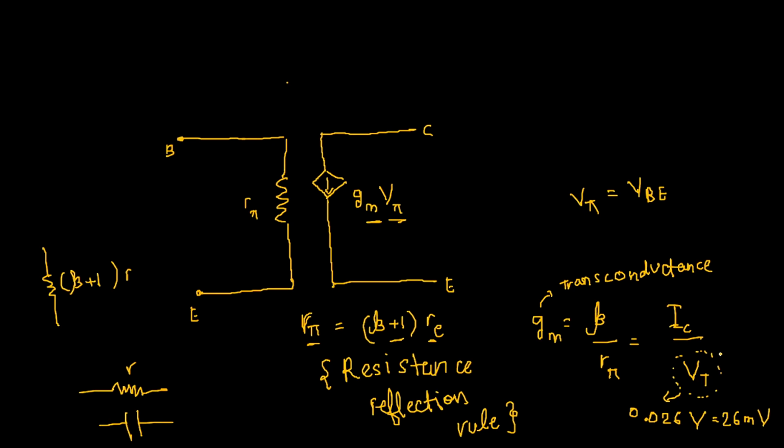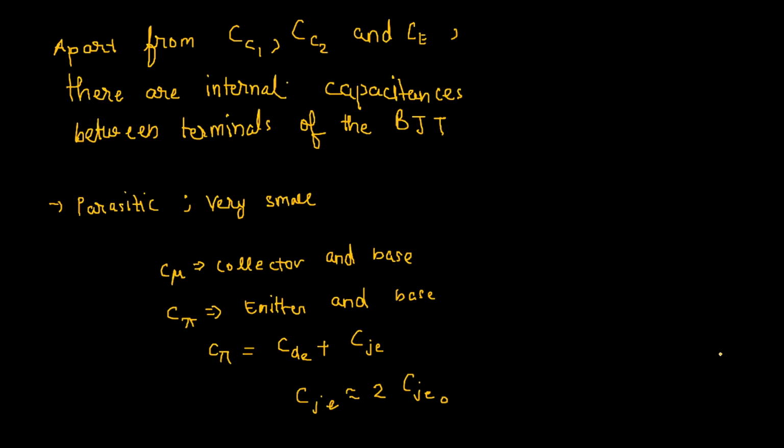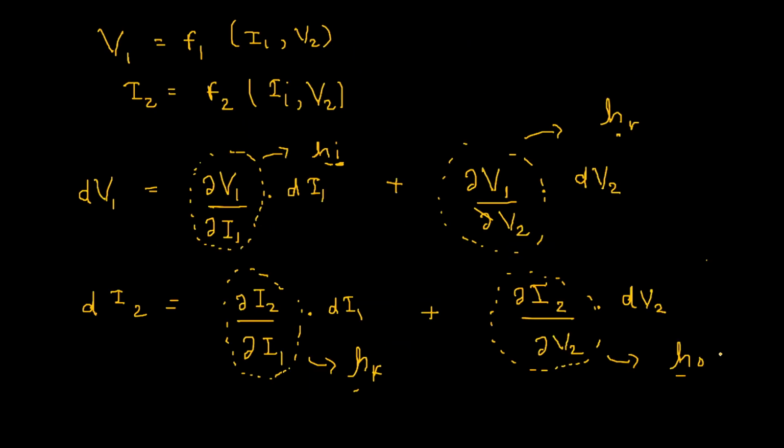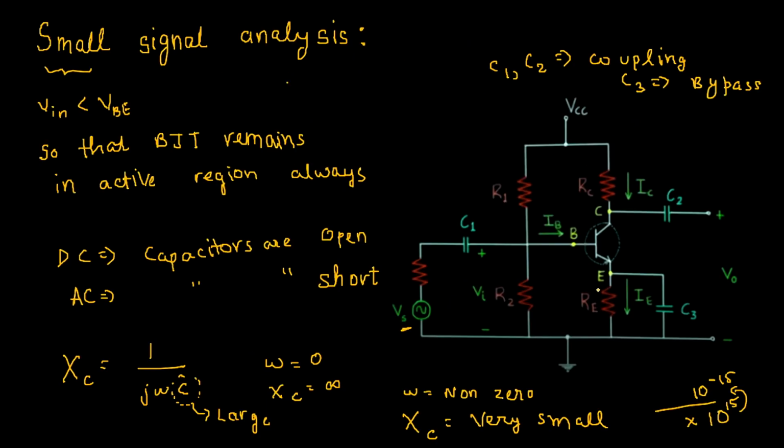Next we'll be looking at the various types of capacitances which are present in an AC circuit, due to which our analysis becomes different from the DC one. There are three basic capacitors like I showed: CC1, CC2, and C3. CC1 and CC2 are called coupling capacitors, and C3 is called a bypass capacitor because it bypasses the current flowing to the emitter through the emitter resistor.